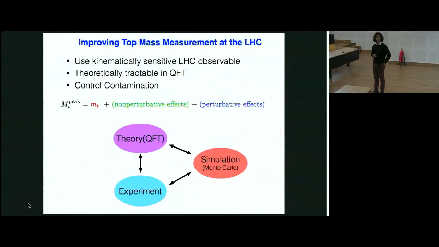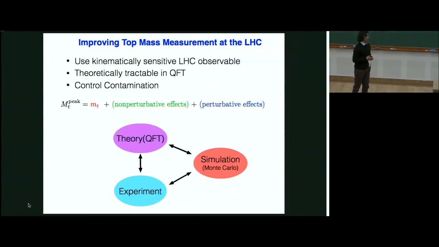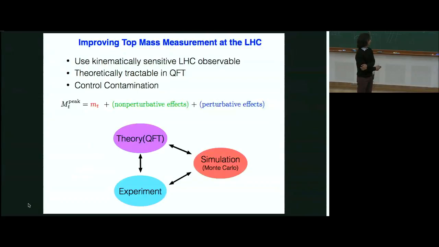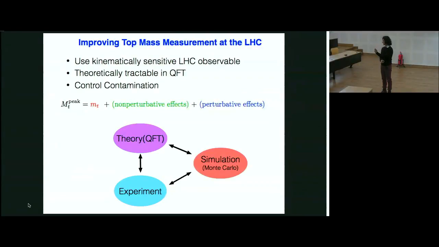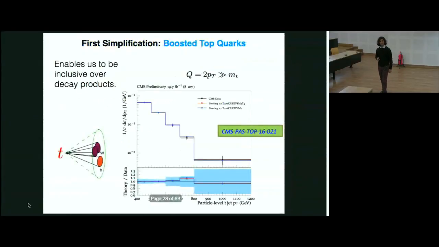So if you want to improve the top mass measurement at the LHC, we have to use a kinematic sensitive LHC observable. We need to know what definition of mass it is, so it's tractable in QFT, and we have to be able to control the contamination from the underlying event and MPI. So the peak which you get from kinematic reconstruction will depend on the original top mass which we're trying to measure, but it will be shifted from non-perturbative effects and perturbative effects. The first simplification we can do is to boost the top quarks so that we make sure that all the decay products are in the same jet.